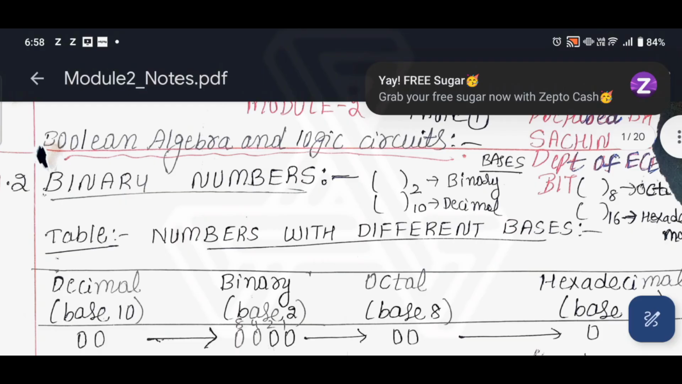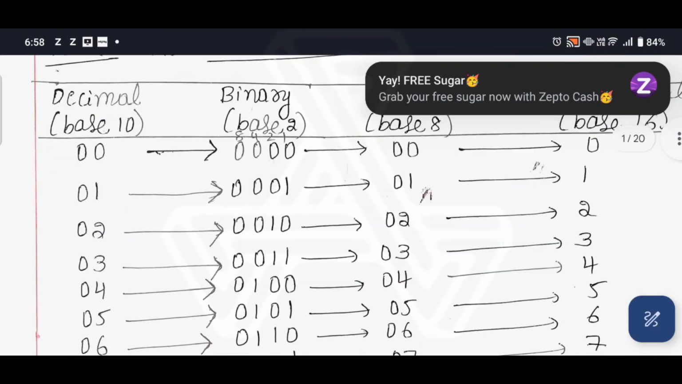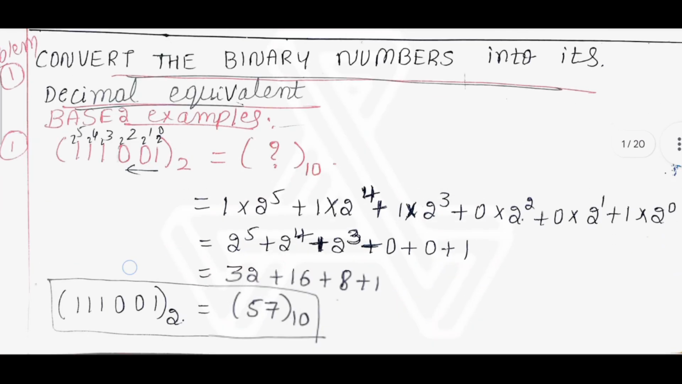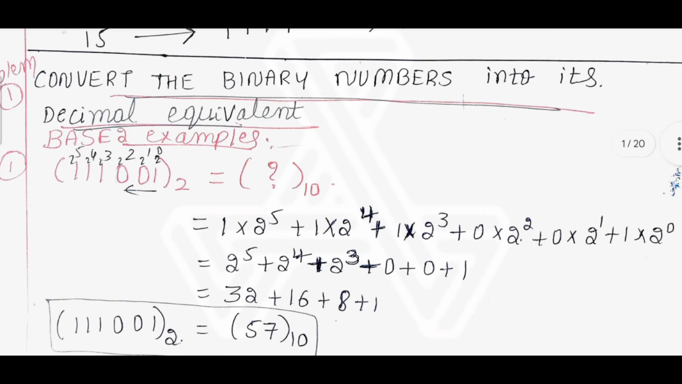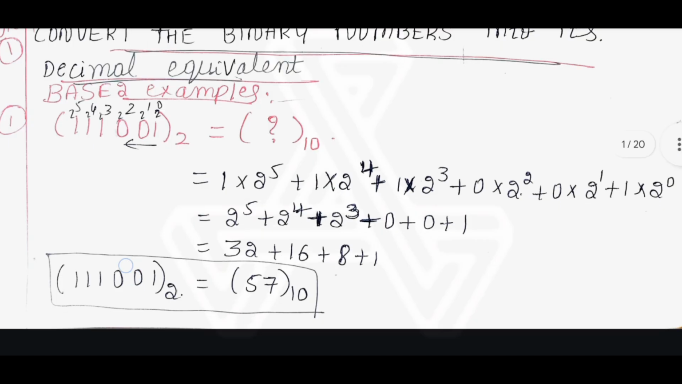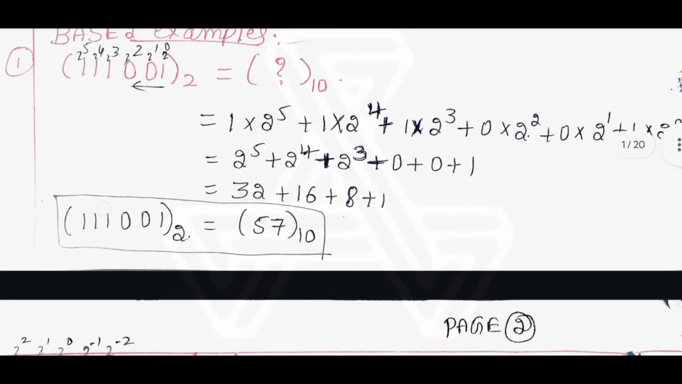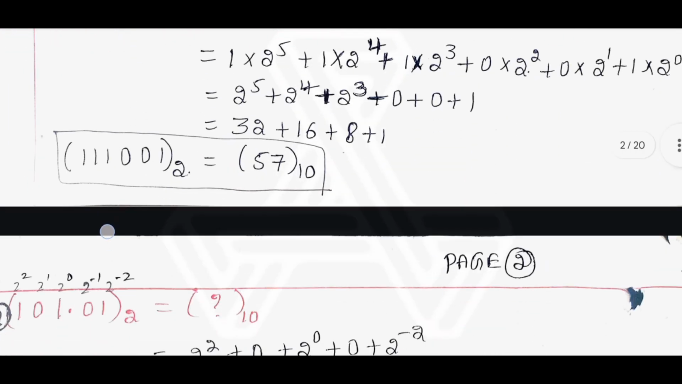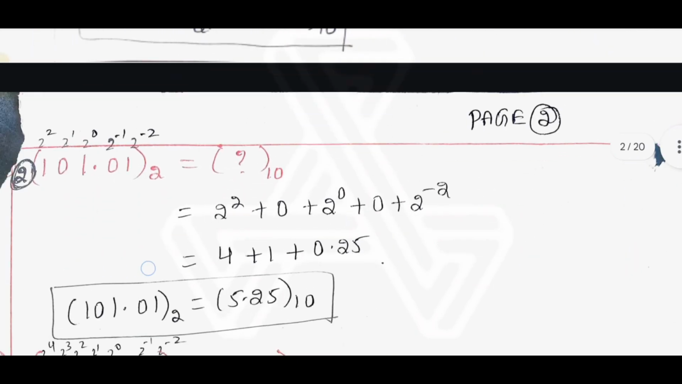Boolean Algebra and Logic Gates. Convert the binary into decimal form. This is the binary. We have 1 into 2 power 5, 1 into 2 power 4 plus 1 into 2 power 3 plus 0 into 2 power 2 and so on. If we add all those things, we'll get the decimal value.